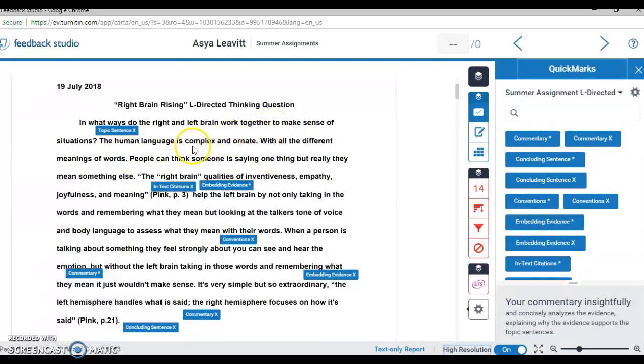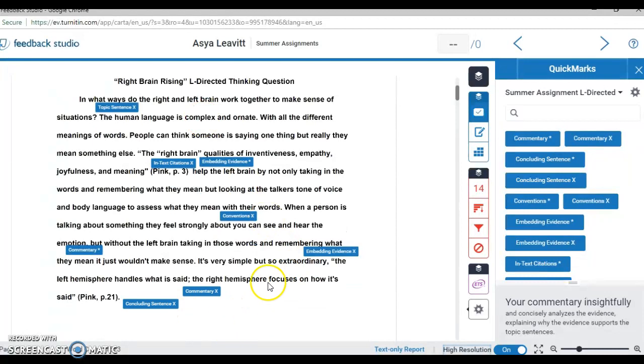I noticed a lot of times you have an introductory sentence, but in this one, you just say, human language is complex. Without knowing the context for that, I'm a little confused how that relates to the question, right? So maybe if you told me, the left brain takes the literal meaning, the right brain takes the emotional tone, which means that it can help decode, for example, language. That might have given a little bit more context, but try to really refer back to that question, okay?